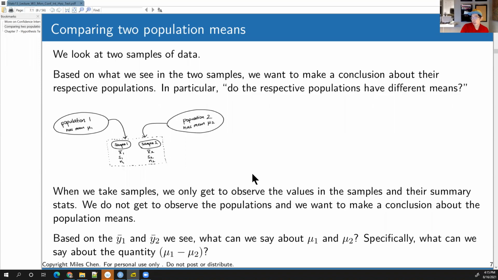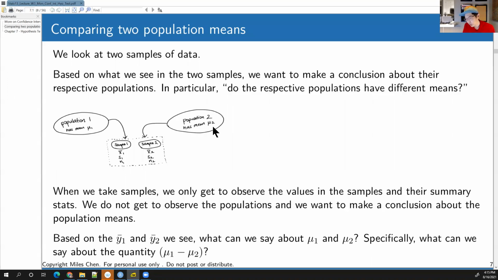And what we want to ask is, could the mean of population one, we're going to call that mu1, and the mean of population two, call that mu2, could those two values be the same, or do we have evidence that the mean of population one is different from the mean of population two?